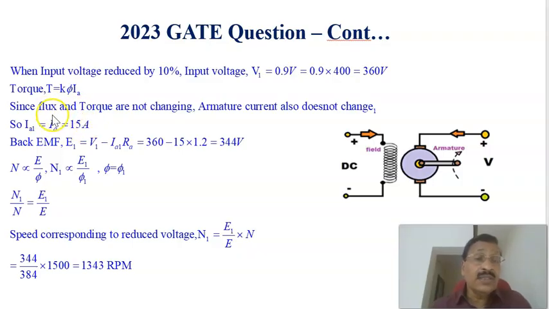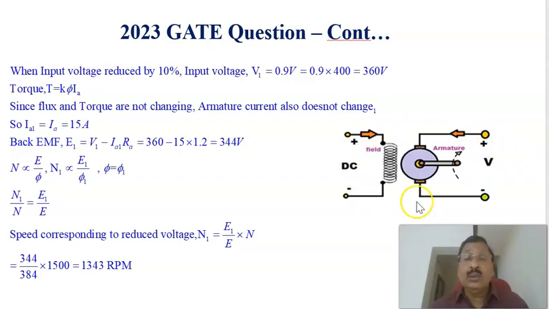Since the flux is not changing and we are considering constant torque, Ia is also constant, because T is proportional to phi into Ia, or T equals a constant K into phi Ia. Flux is constant, and torque is also constant in the given problem. Therefore, the armature current is also constant. In the second case, when the voltage is reduced by 10%, the corresponding armature current is the same as before, Ia equal to 15 amperes.